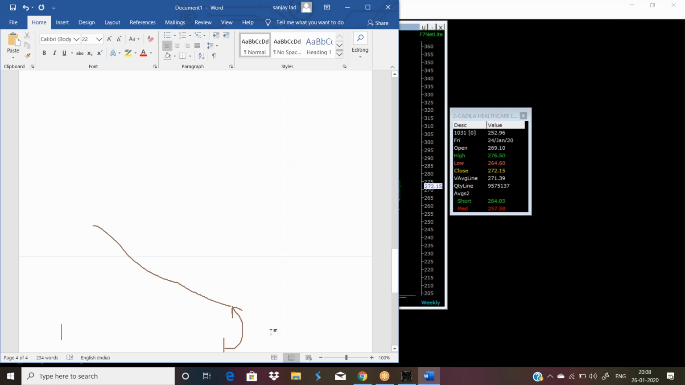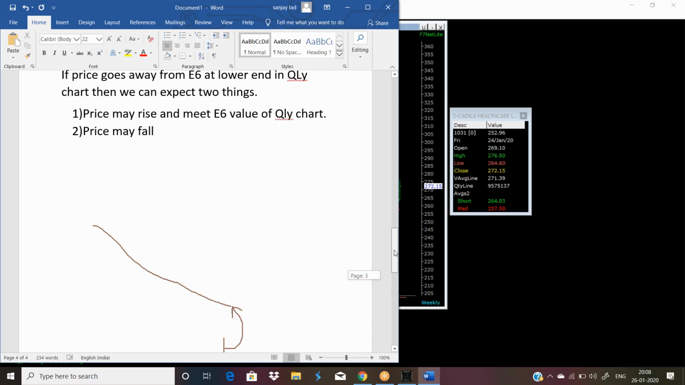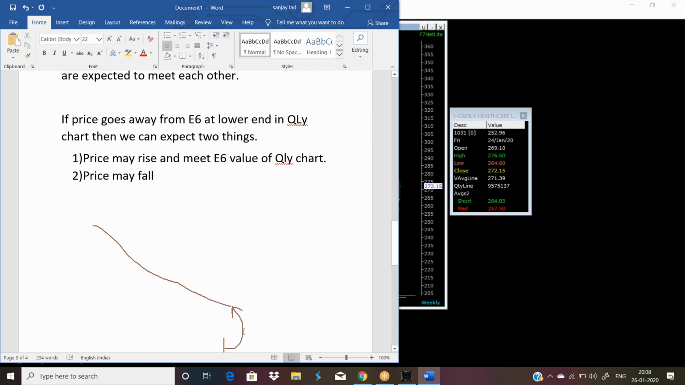Okay, price may continue this fall, and E6 will meet price bar. Price will remain in fall and E6 may meet price bar. There are two possibilities. Either price will rise and meet E6, or price may fall and E6 may meet price bar.